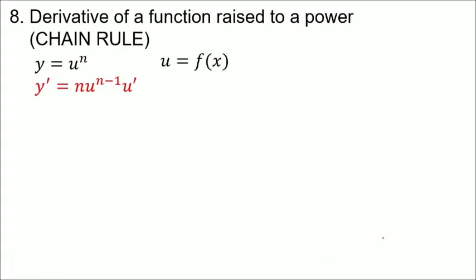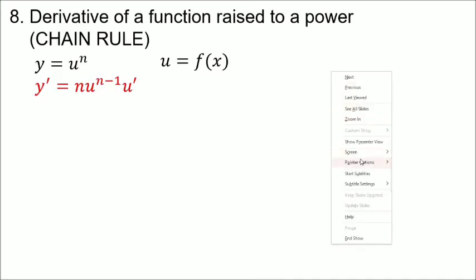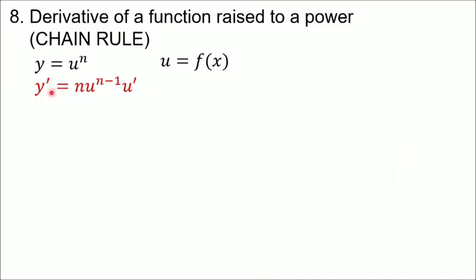Rule number 8. The derivative of a function raised to a power. We call this the chain rule. Example, y equals u to the n. The derivative of that is n, the exponent, times u to the n minus 1, times the derivative of u, where u here is also a function of x.